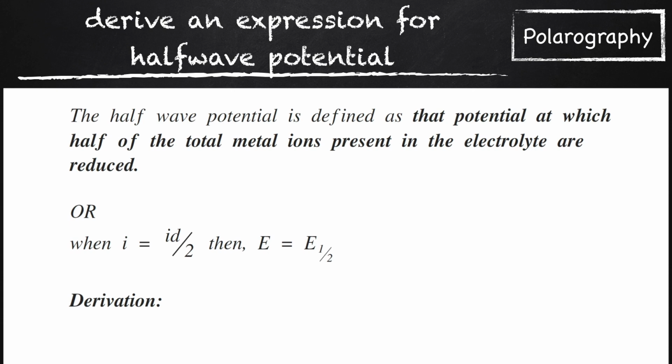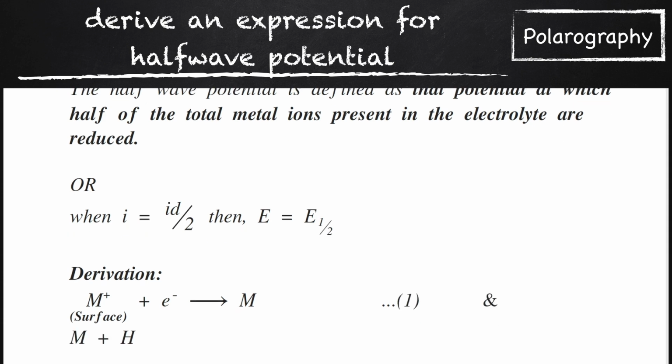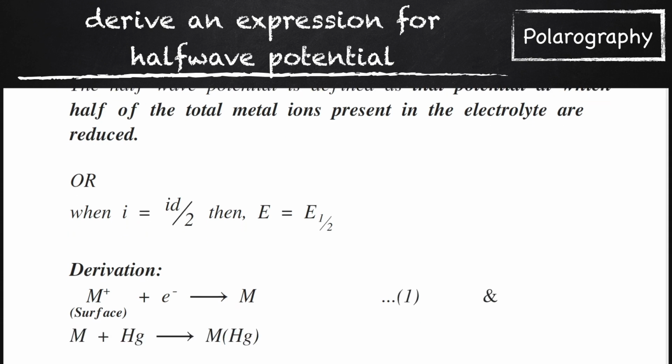Generally, reduction is happening at the surface of the cathode. Therefore, metal ions at the surface combine with the electron producing metal. This is equation number 1. And then this metal combines with mercury forming amalgam. This is equation number 2.